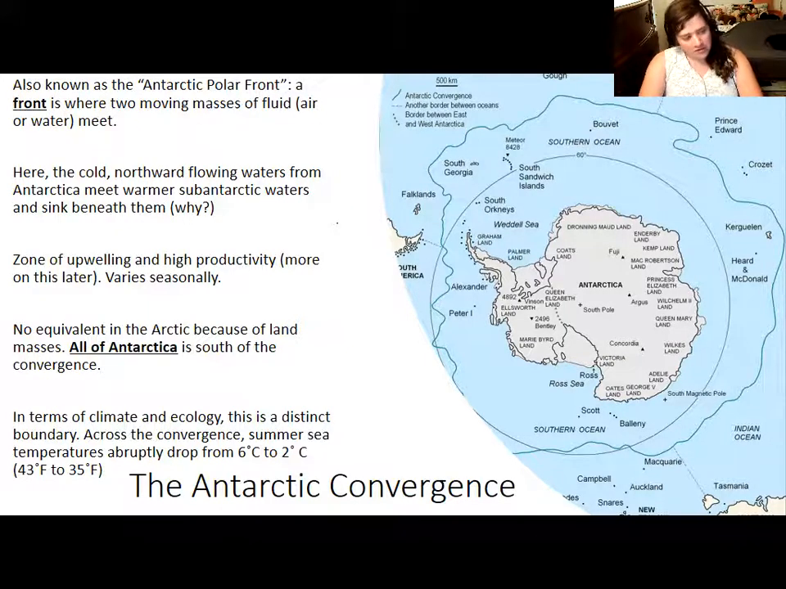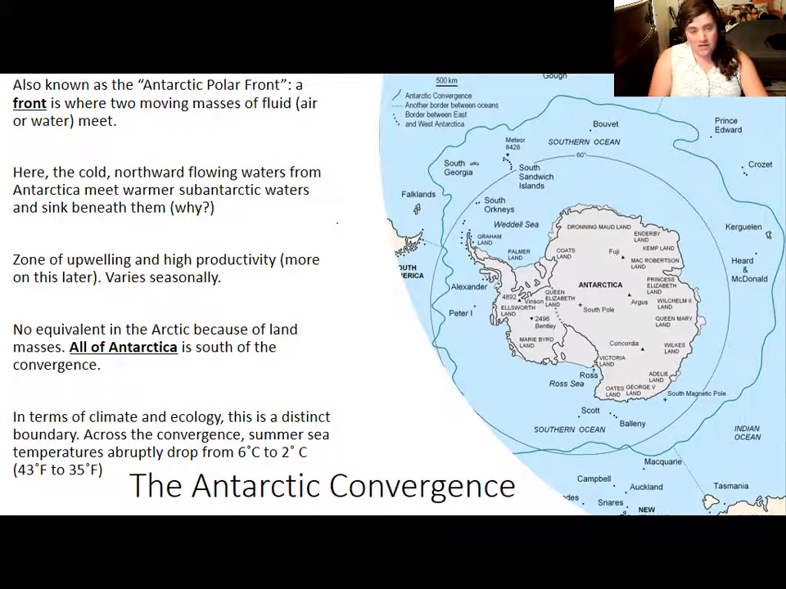However, this actually is noticeable as a temperature difference. From the north of the Antarctic Convergence going south, you will see a drop from 6 degrees Celsius to 2 degrees Celsius, or 43 degrees Fahrenheit to 35 degrees Fahrenheit. You would not want to be swimming in that water, but you can feel that difference. You can feel it the second you go south of the convergence.